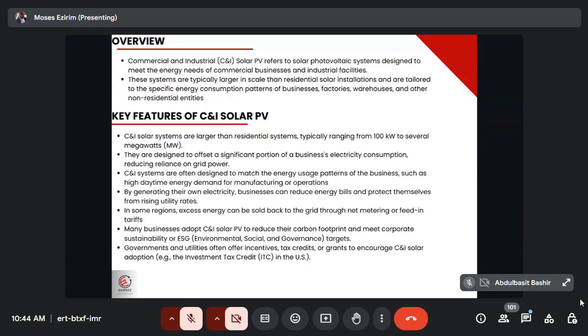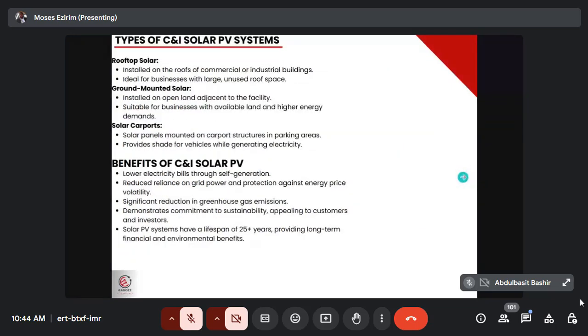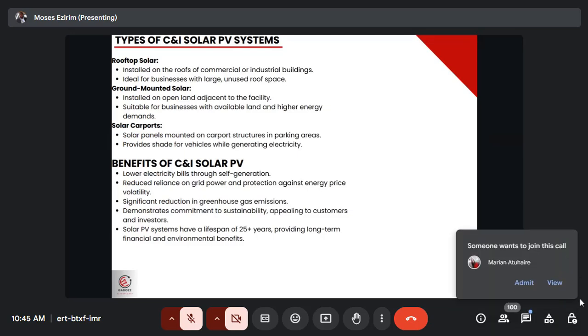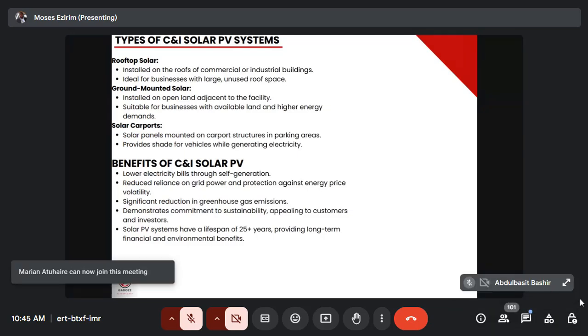Now, what are the types of C&I solar PV systems that we have? We have the rooftop solar. Now, one of the challenges, Adeleye, your hand is still up. You want to ask a question? Adeleye, okay, your hand is dropped now. All right.